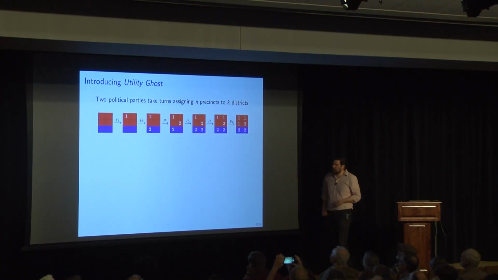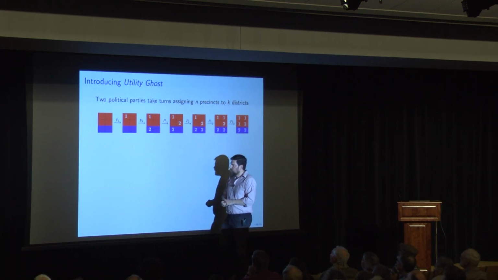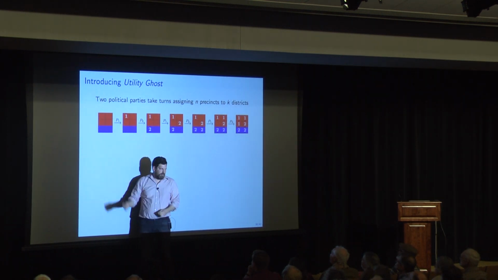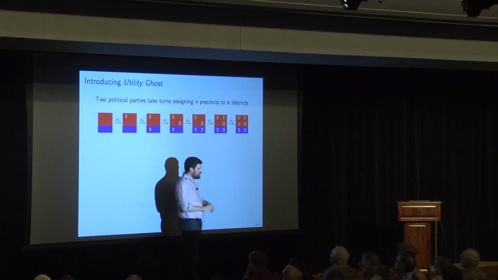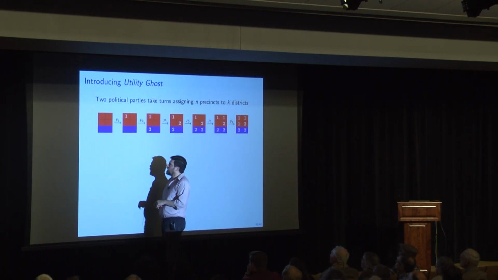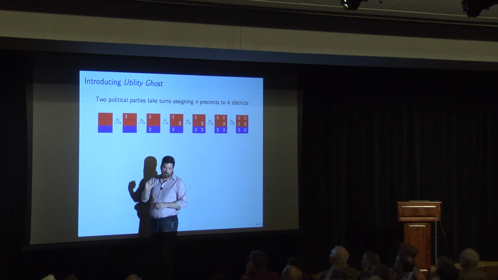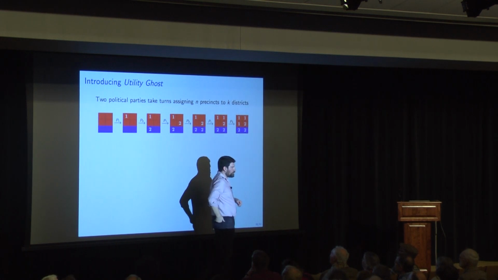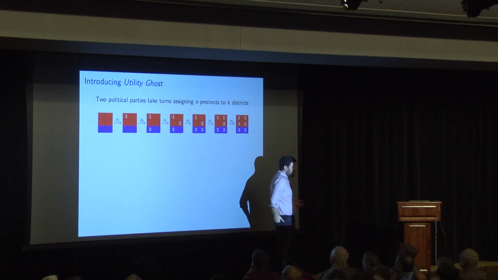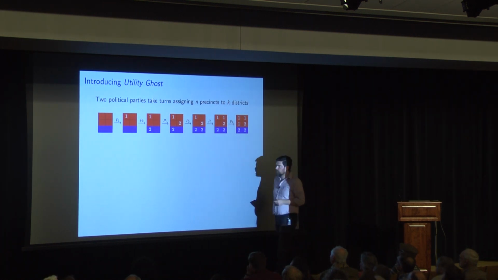Okay, utility ghost. So I have two parties, they're going to play a game. Okay, there's a map. Let's say the state has 6 precincts, and I need to break this up into 2 voting districts. In this game, player 1 tells the top left precinct to be in voting district 1. I don't know what voting district 1 is going to end up looking like, but I do know it'll end up having that top left precinct in it. Okay? That's the first move.